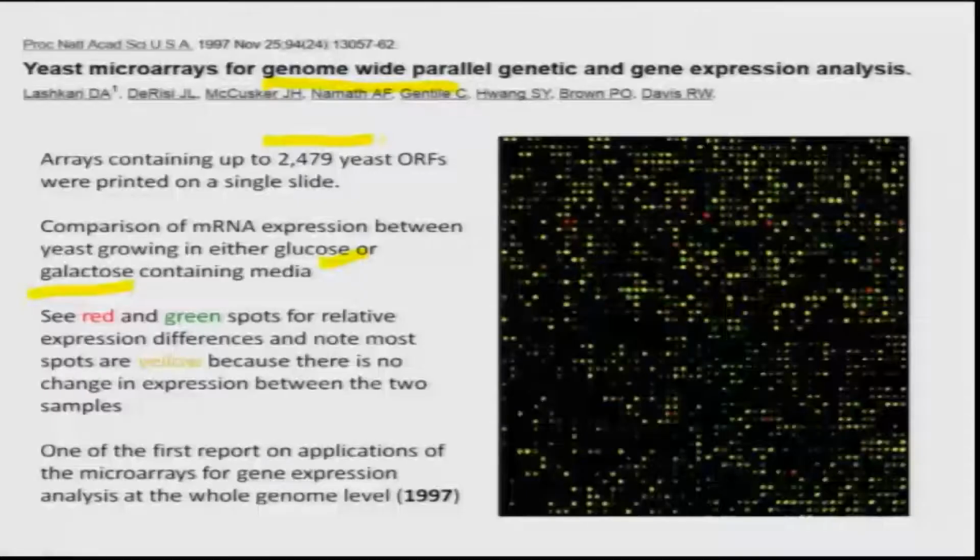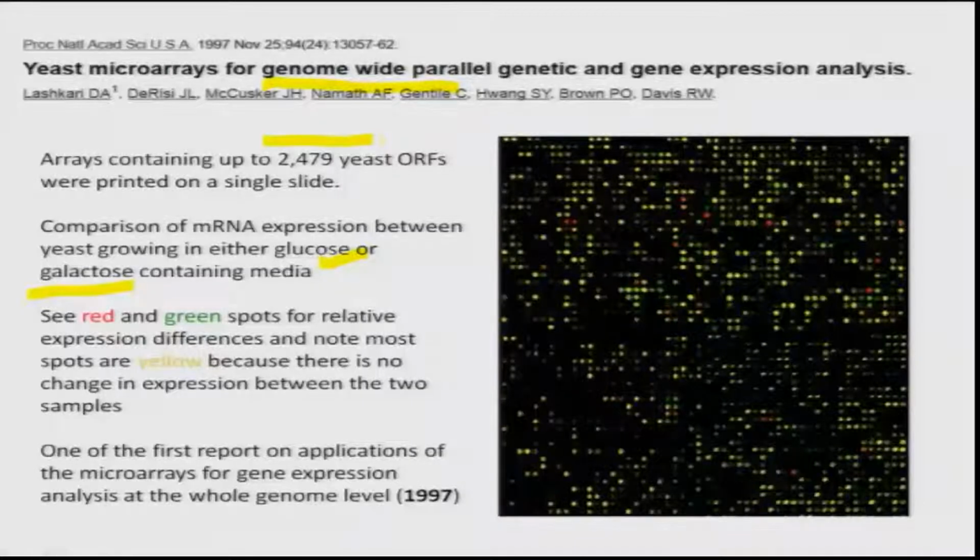And how many genes? They looked at close to 2,500 genes in 1997. It is a huge shift from the way people were looking at it. And it is not only expression, but they are looking at relative expression. That is the power of microarray. So, it is not just saying expressed or not expressed, but whether the expression level is higher as compared to this condition or lower as compared to this condition.